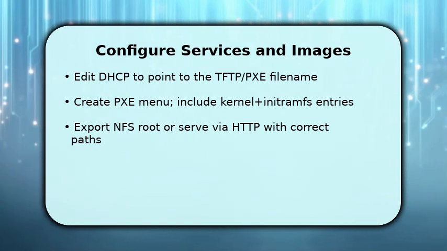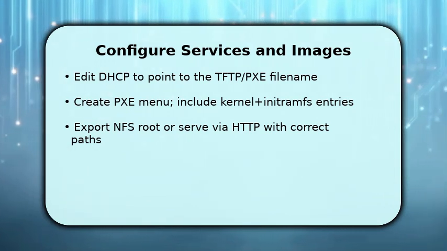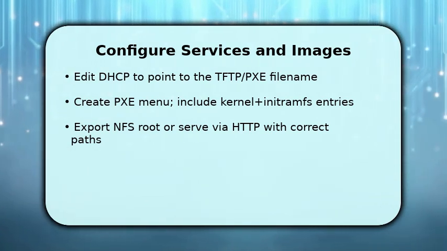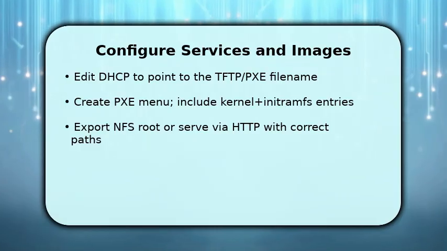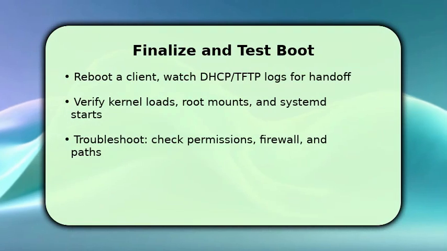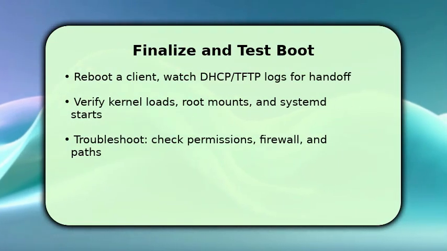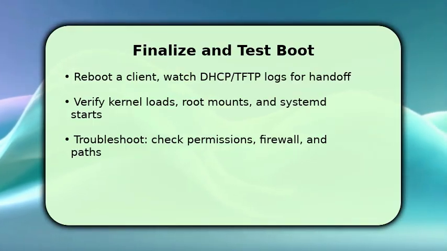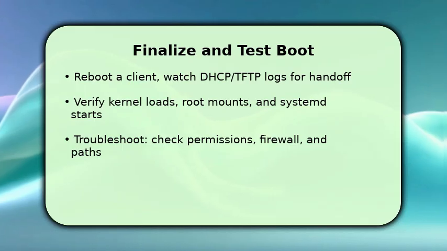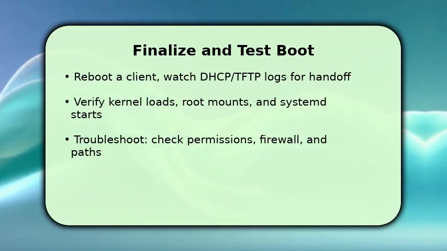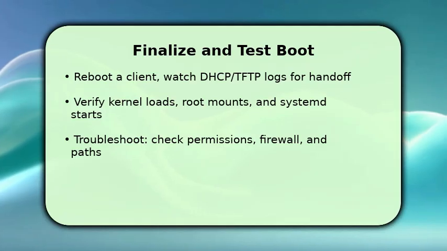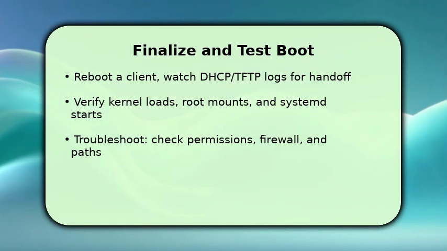Once done, restart services and watch logs so you can quickly identify file not found or permission errors. You finish by testing an actual client boot. Reboot the client and monitor DHCP, TFTP, and NFS/HTTP logs for each stage: lease request, bootloader download, kernel fetch, and root mount. If the kernel stalls, confirm initramfs includes network tools and correct drivers.